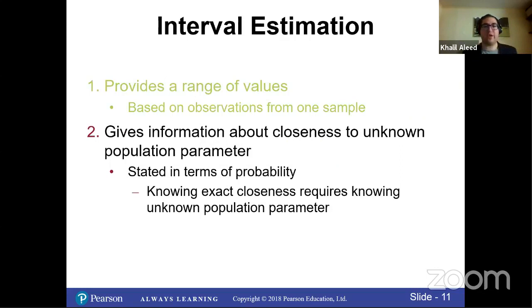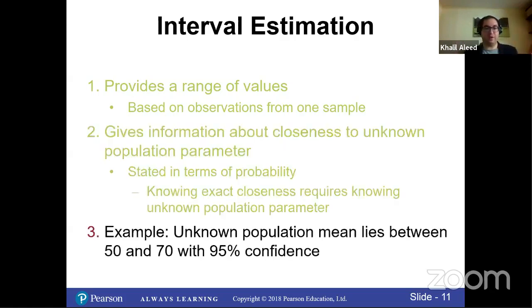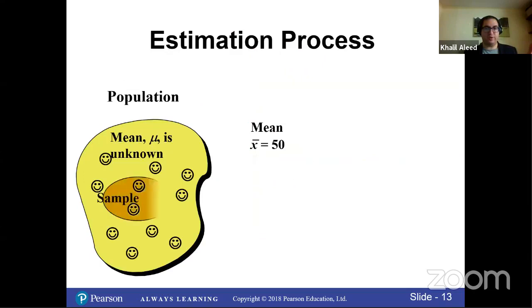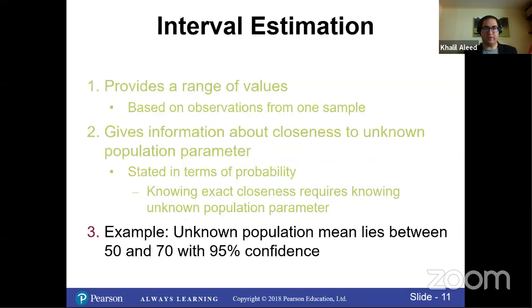So when you are trying to do the interval estimation, you are trying to build a range. This range usually has an upper limit and a lower limit. And there's a third component, which is the confidence level.